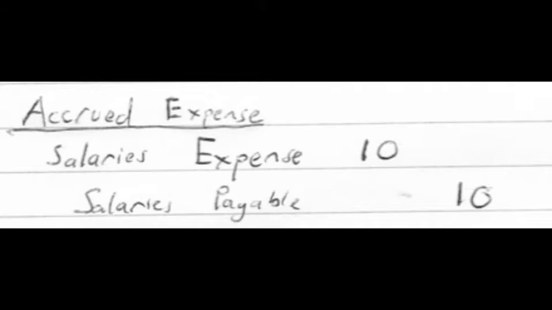Accrued expense is when a company incurs expenses and pays for them later. A classic example would be an employee's salary. When Minda paid the employee $10 at the end of February to do her chores, the following adjustment journal entry must be made.